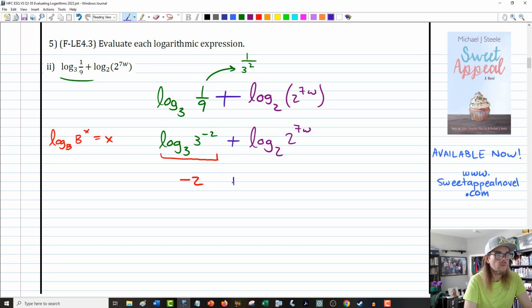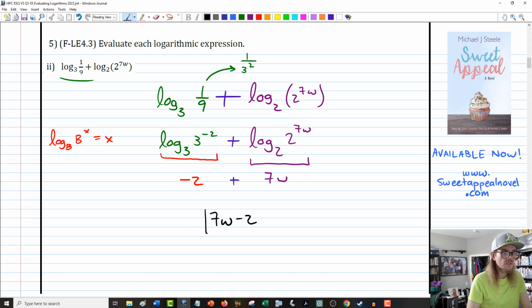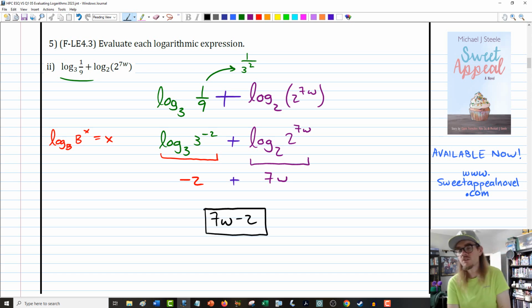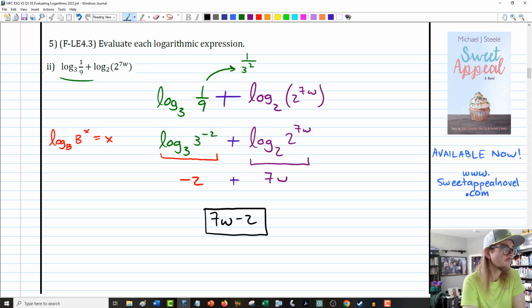And on the other hand, we have log base 2 of 2 to the 7W, which is going to be, as you might expect, 7W. Now the question becomes, how do we clean that up? How do we present that for us? I mean, technically it's correct as it is. The only thing I'd probably do is write this as 7W minus 2, just because that uses the fewest symbols, and there's something catchy about using the fewest symbols, I would argue. Maybe I'm a bad judge.